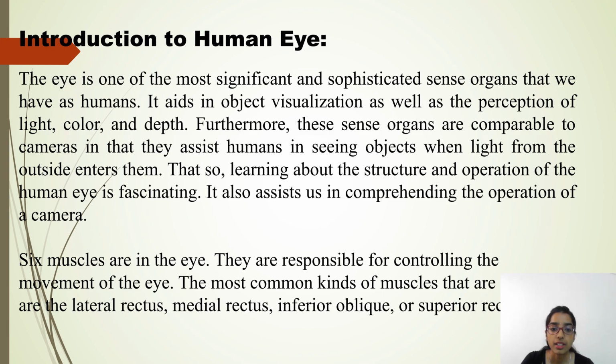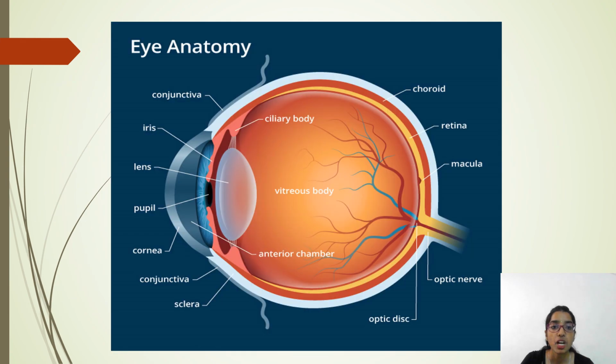Six muscles are in the eye. They are responsible for controlling the movement of the eye. The most common kinds of muscles are lateral rectus, medial rectus, inferior oblique, and superior rectus. Eye anatomy. This is the figure of the eye and as shown, these are the various parts of the eye.